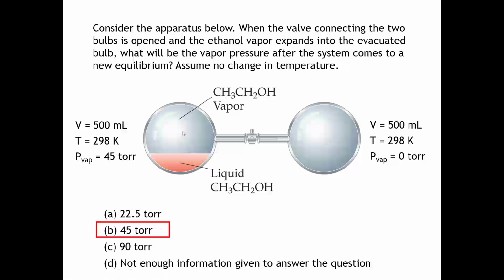Because remember, the vapor pressure of a liquid depends only on the temperature, not on the volume of the container, not on the amount of liquid, but just on the temperature. So the answer is 45 torr.